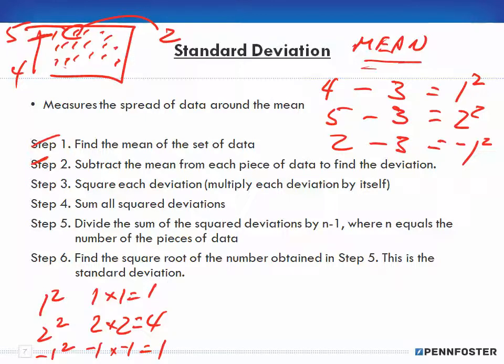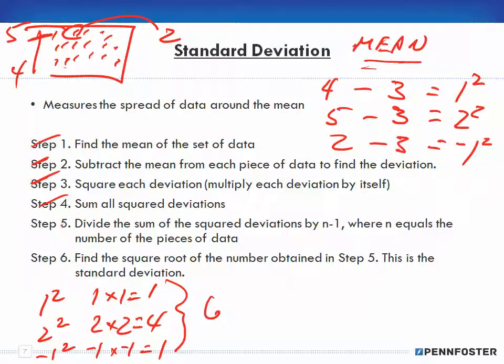Okay. So that's step number 3. You're squaring each of those deviations. Right? Now step 4 says sum all of the squared deviations. So the sum of all of my squared deviations here is 6. 1 plus 4 plus 1 is 6.